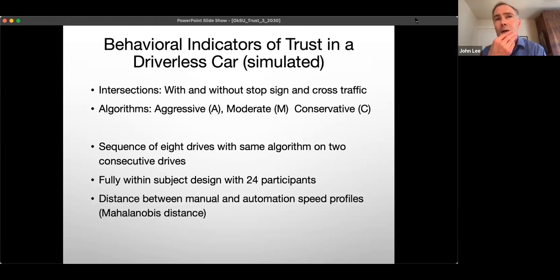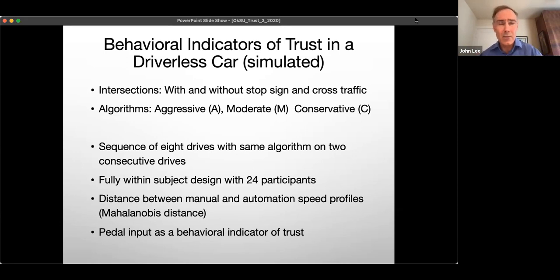And what we were interested in, in part, was looking at the distance between the manual and the automation speed profiles and whether that would account for the difference between people's trust in the different algorithms, in the aggressive, moderate, and conservative, with the idea that you might trust an algorithm that was similar to you in the sense of having a similar speed profile. And that difference in trust would be reflected in a behavioral input, in this case, accelerator and brake input. So we're looking at, instead of people rating their trust, they're expressing their trust through brake and accelerator input.